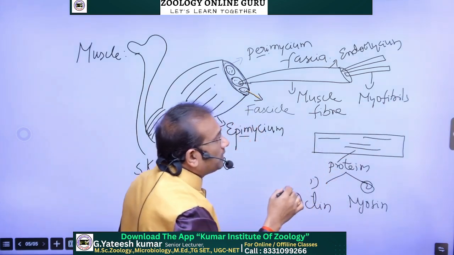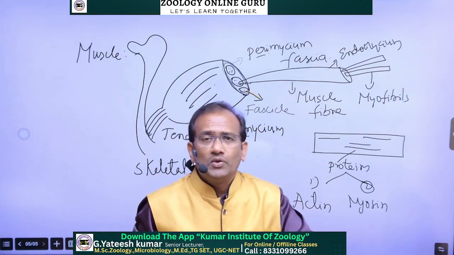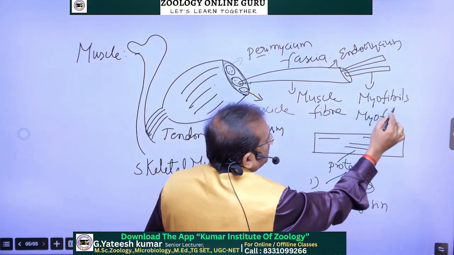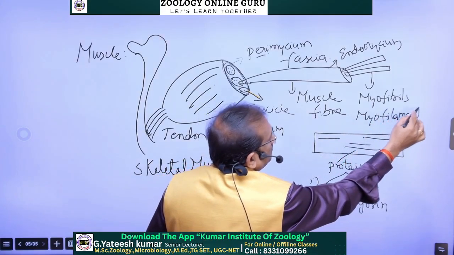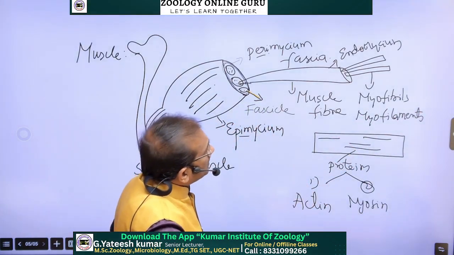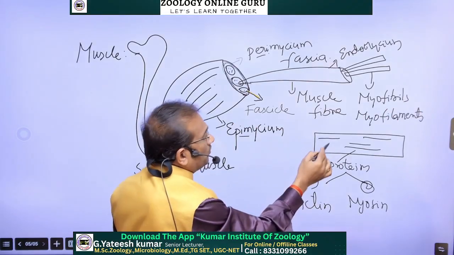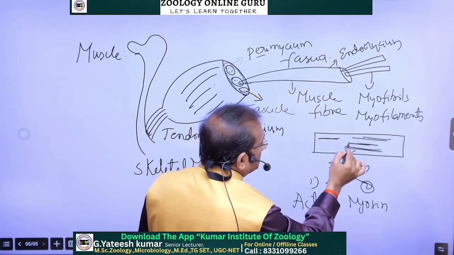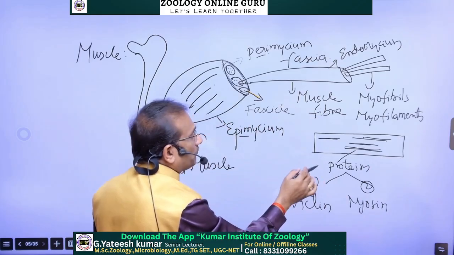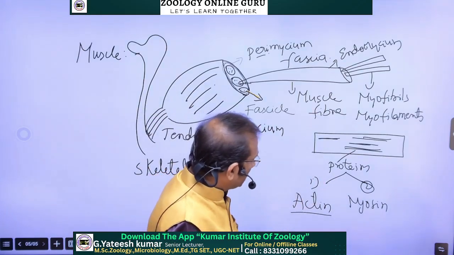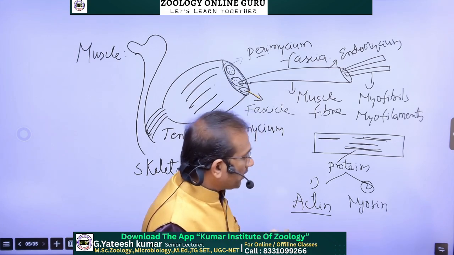Muscle myofibrils are also known as myofilaments. Is it visible? Yes. So myofibrils are also known as myofilaments. Inside each myofibril, proteins are present. Two types of proteins are present: one is actin, and the second one is called myosin.